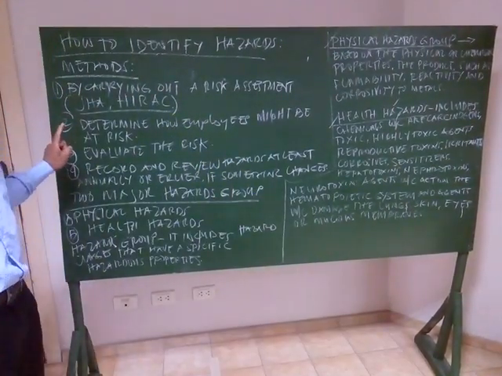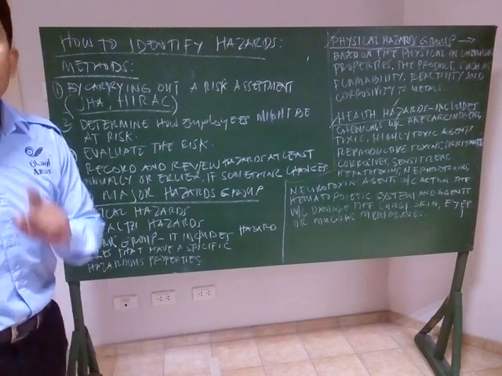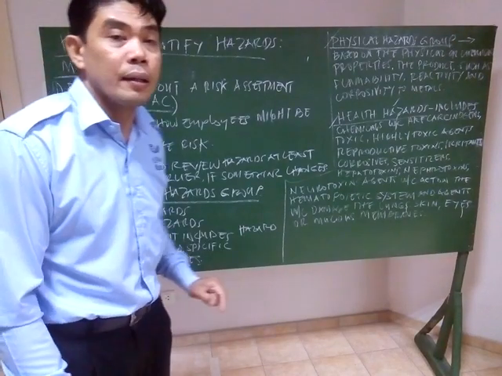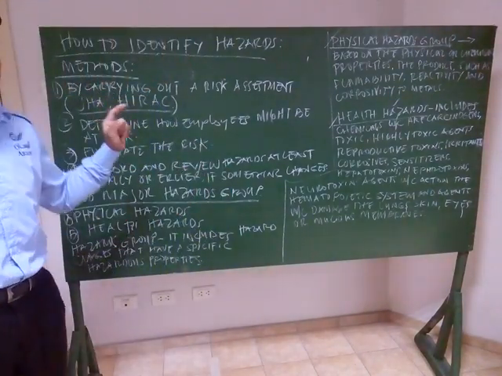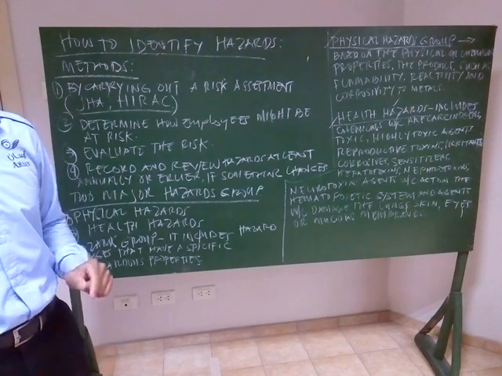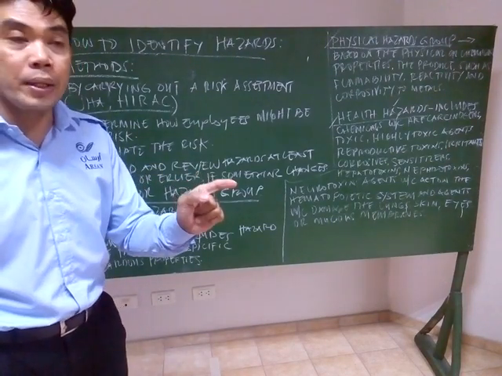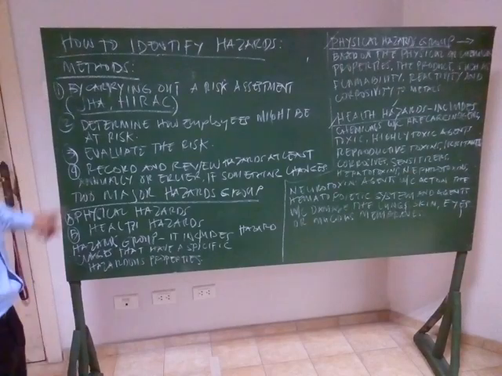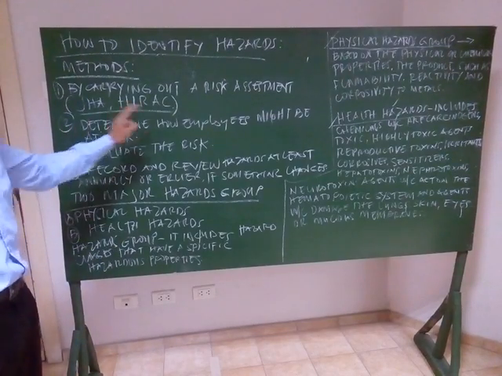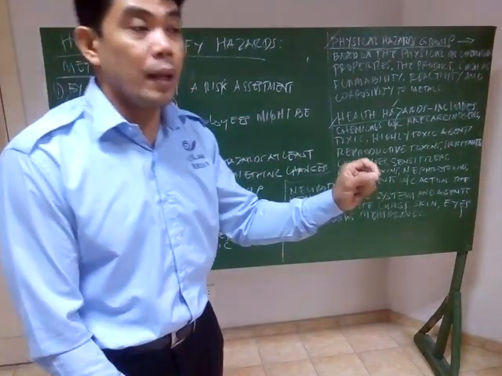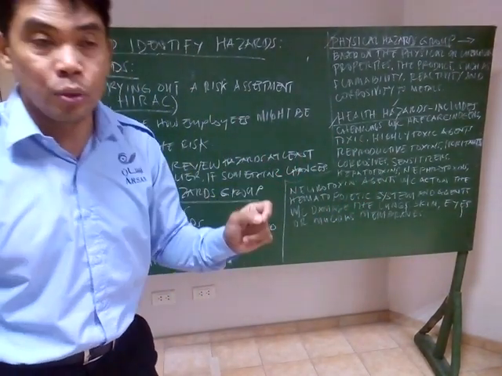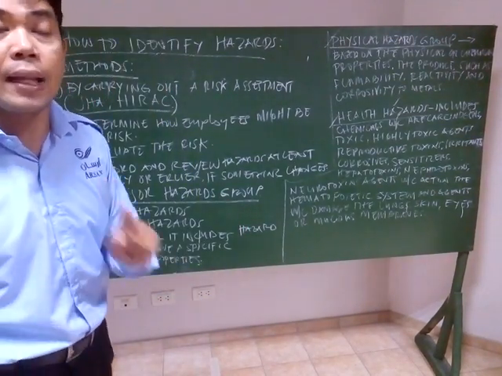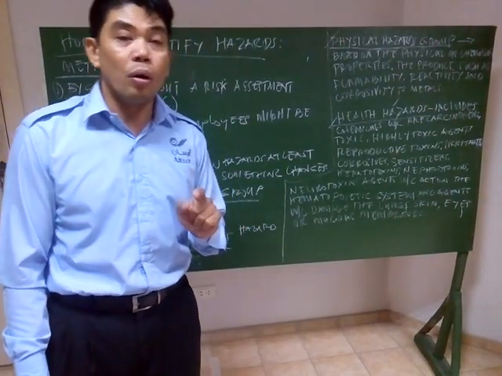Okay. Number two, to determine how employees might be at risk. By creating a JHA and preparing a HIRAC, we can determine how the hazard might impact or affect each and every employee in the company, either in construction or in an industrial plant. Okay. Number three, we must evaluate the risk. If we have already determined it, then we evaluate how to eliminate, how to reduce, and how to avoid such hazard. Okay. Record and review hazards at least annually or yearly.